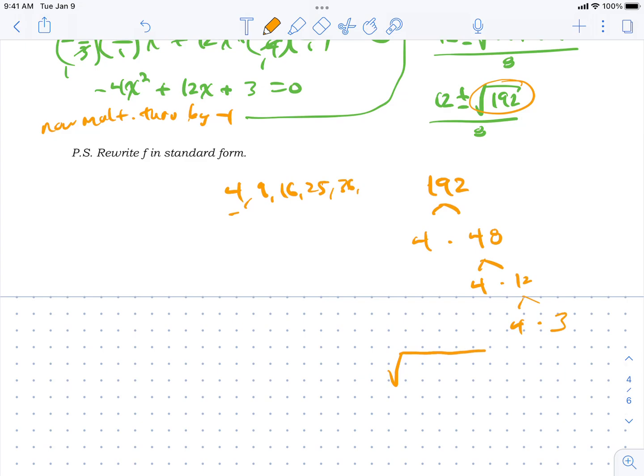So notice what we got here. We got the square root of, now I'm going to multiply these together. 4 times 4 times 4 is 64. And then, of course, times a 3. So that's the square root of 64 times the square root of 3. And so that's 8 square roots of 3. Same thing as the calculator told us.